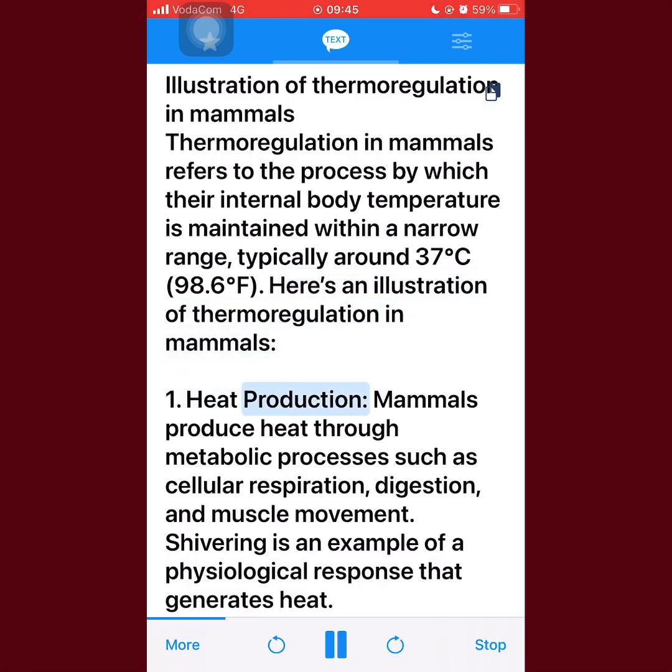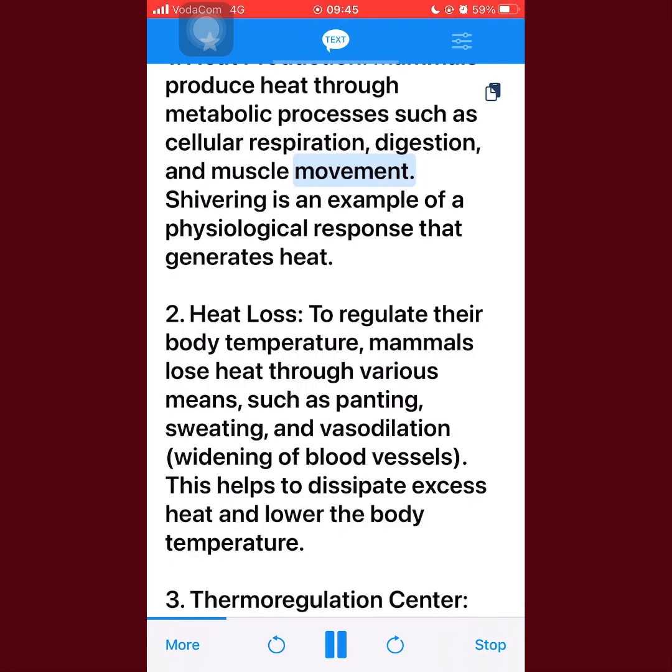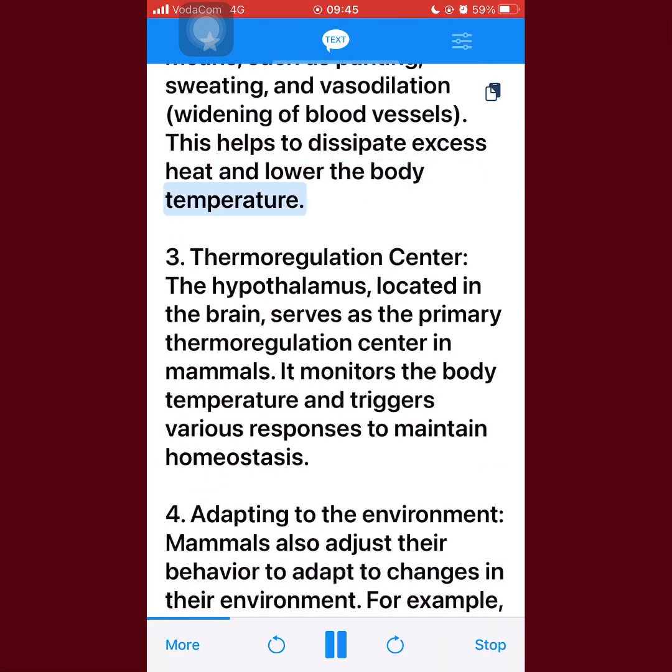Here's an illustration of thermoregulation in mammals. 1. Heat production. Mammals produce heat through metabolic processes such as cellular respiration, digestion, and muscle movement. Shivering is an example of a physiological response that generates heat. 2. Heat loss. To regulate their body temperature, mammals lose heat through various means, such as panting, sweating, and vasodilation, widening of blood vessels.